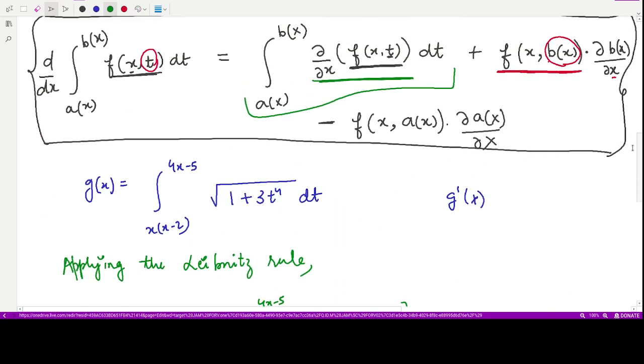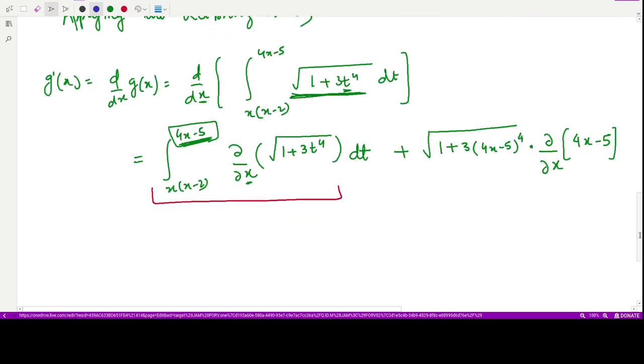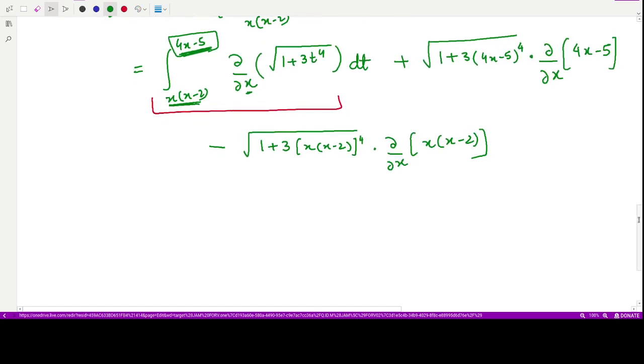And for the third step, we are writing the function's value where instead of t we now write the lower limit, and we multiply that with the partial derivative of this lower limit with respect to the variable x. So it would be minus the function's value evaluated at the lower limit. The lower limit is x minus 2 raised to power 4, and then we write the partial derivative with respect to x of this lower quantity, that is x minus 2, right? So now let's solve this. This is when you apply the Leibniz rule.